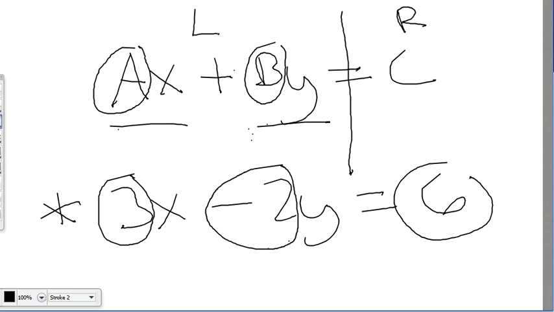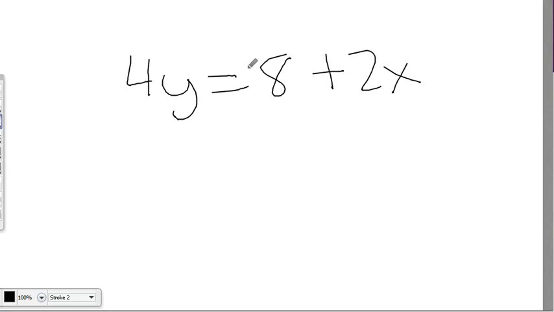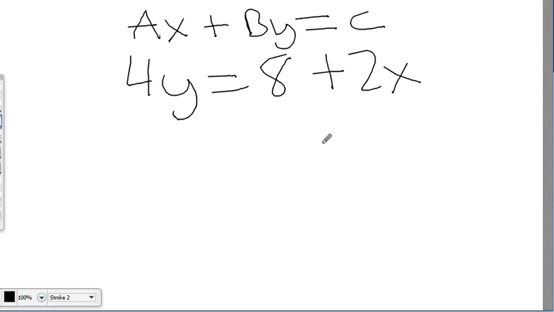And if we have an equation that's not in standard form, if we want to graph using the x and y intercepts, we put our equation in standard form first. So let me remind you what that looks like. If you have this equation here, 4y equals 8 plus 2x, in order to put this in standard form, remember we have to have the x term on the left, the y term on the left, and then the constant term on the right.